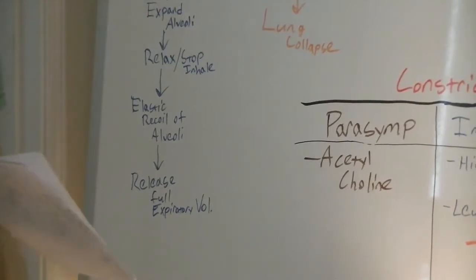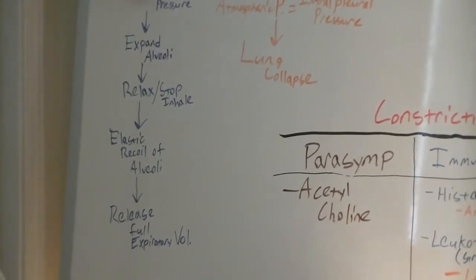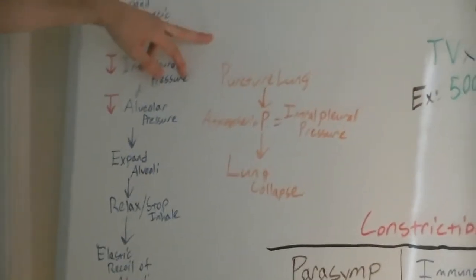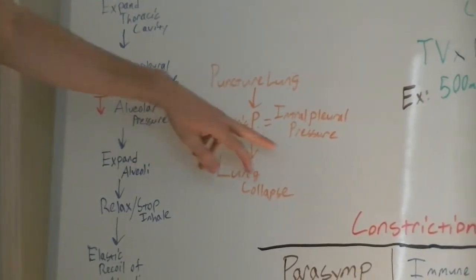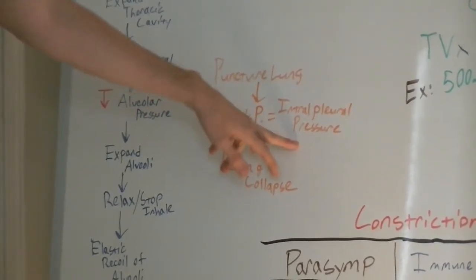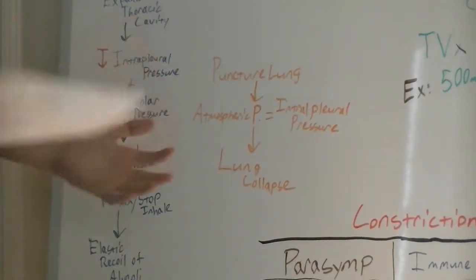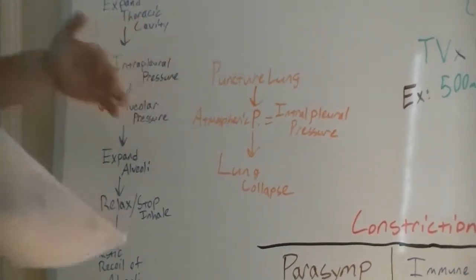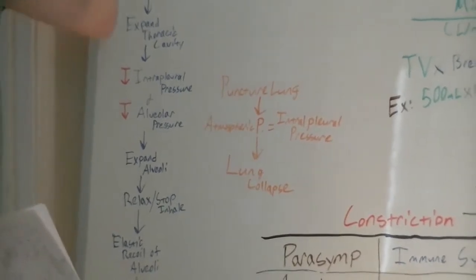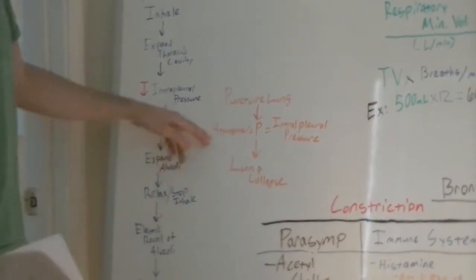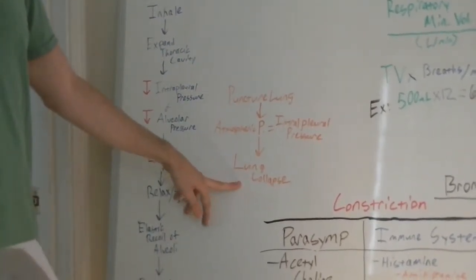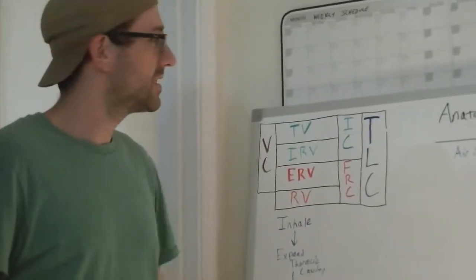All right, and then something really bad that can happen is if you puncture the lung, your atmospheric pressure would equal your intrapleural pressure. And with equal pressures like this, you don't want equal pressure. You either want high versus low or low versus high. You don't want them the same, because if they're the same, you get lung collapse, and then you're screwed.